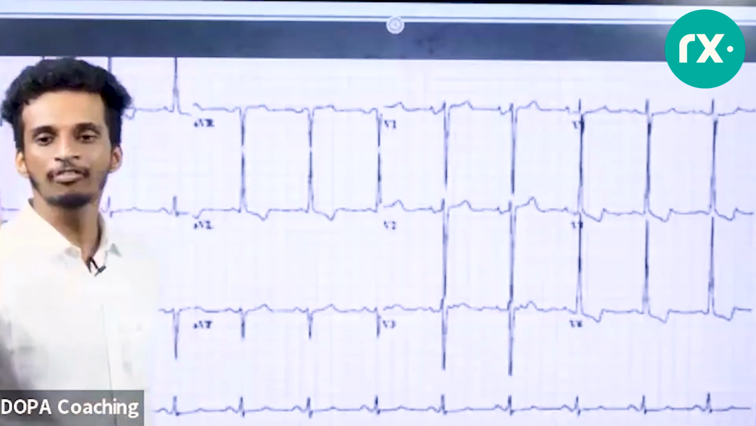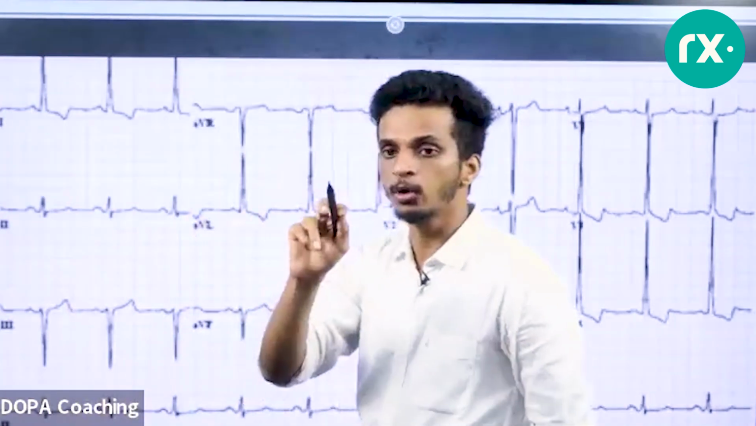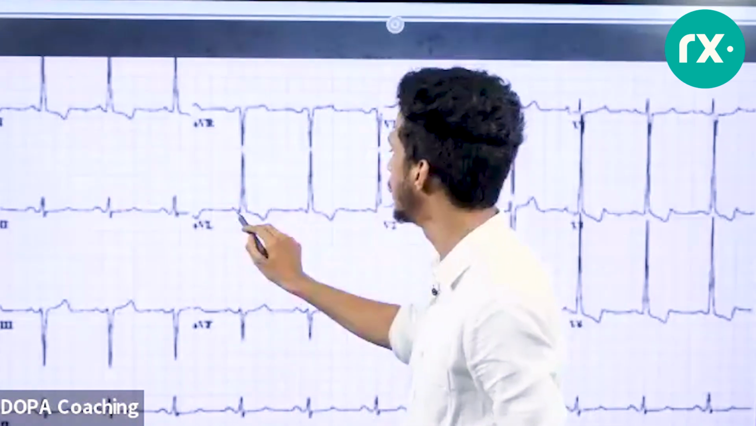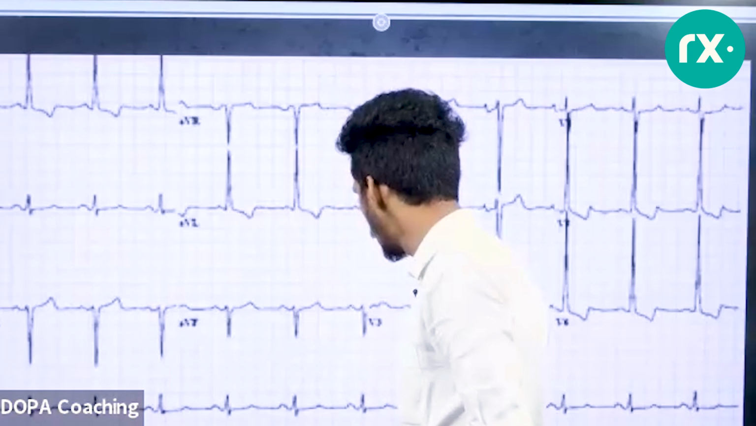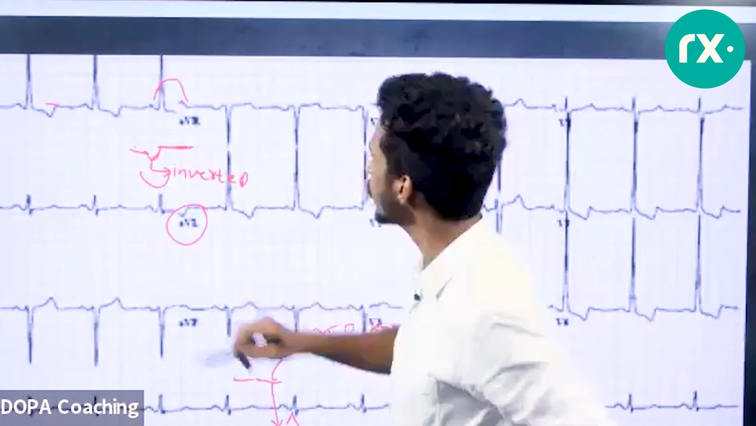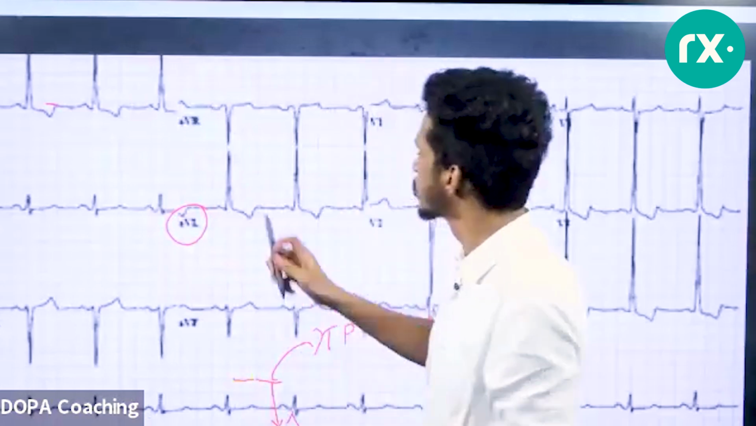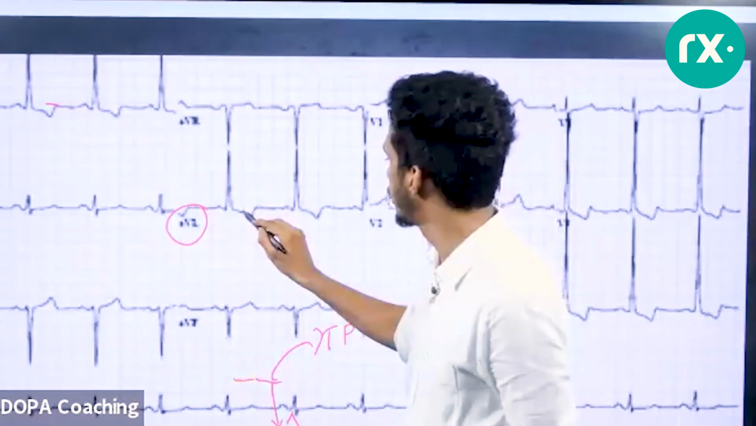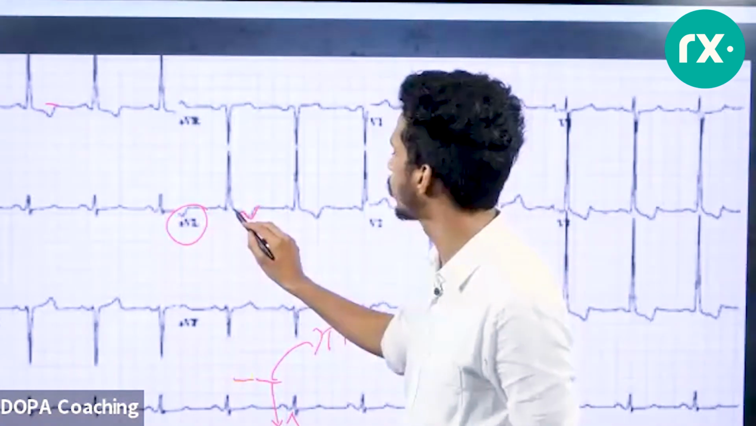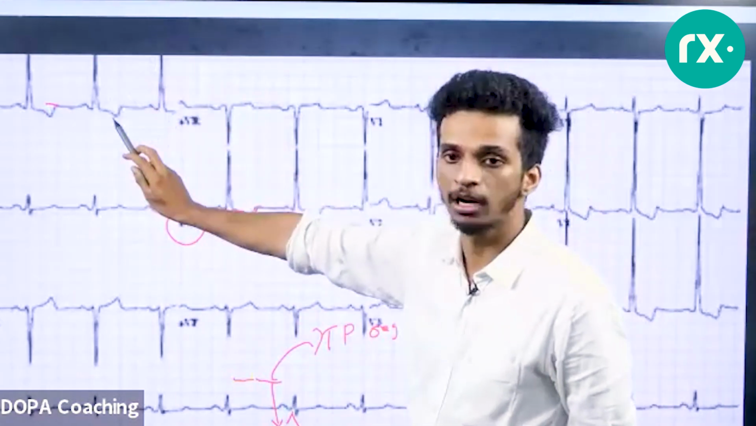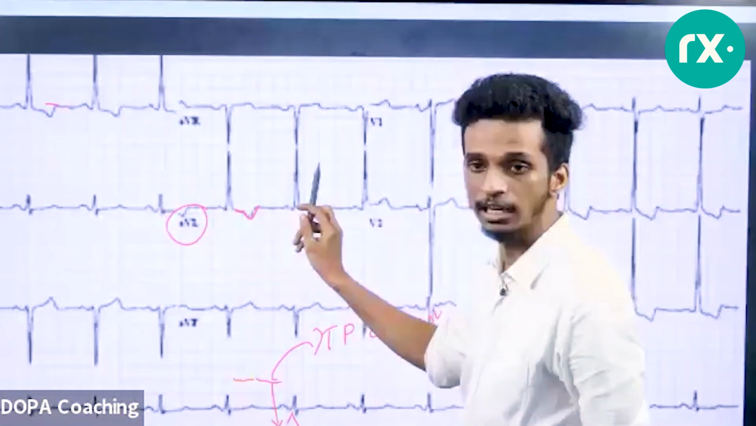Okay. Now, after looking at lead 1, which lead do I look at next? Is it lead 2? No. After lead 1, the lead I am going to look at is lead aVL. Is it clear? So again in lead aVL, I am seeing an inverted T wave here. Also again I have ST depression here. So I have ST depression and T wave inversion in lead 1, and ST depression and T wave inversion in lead aVL.